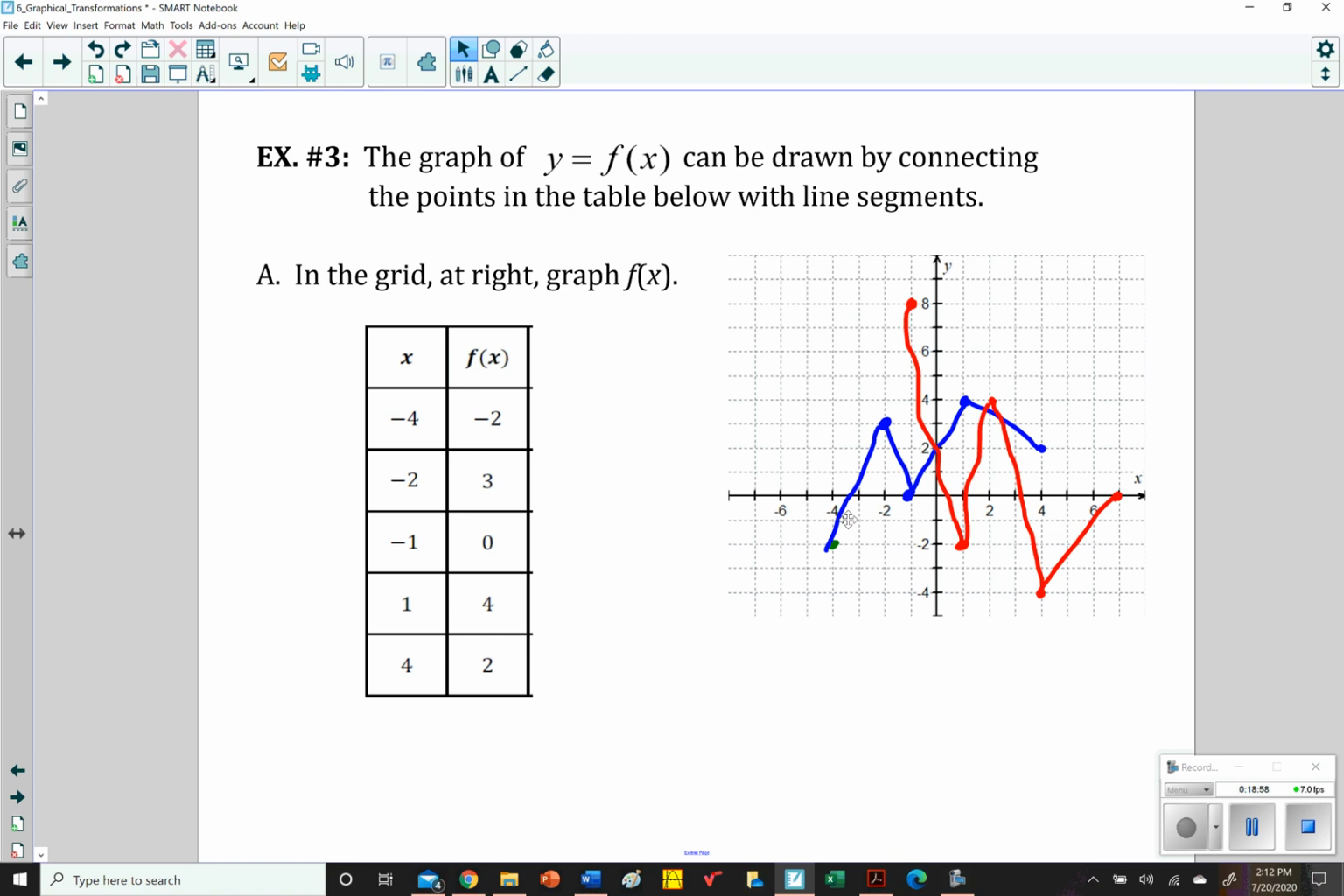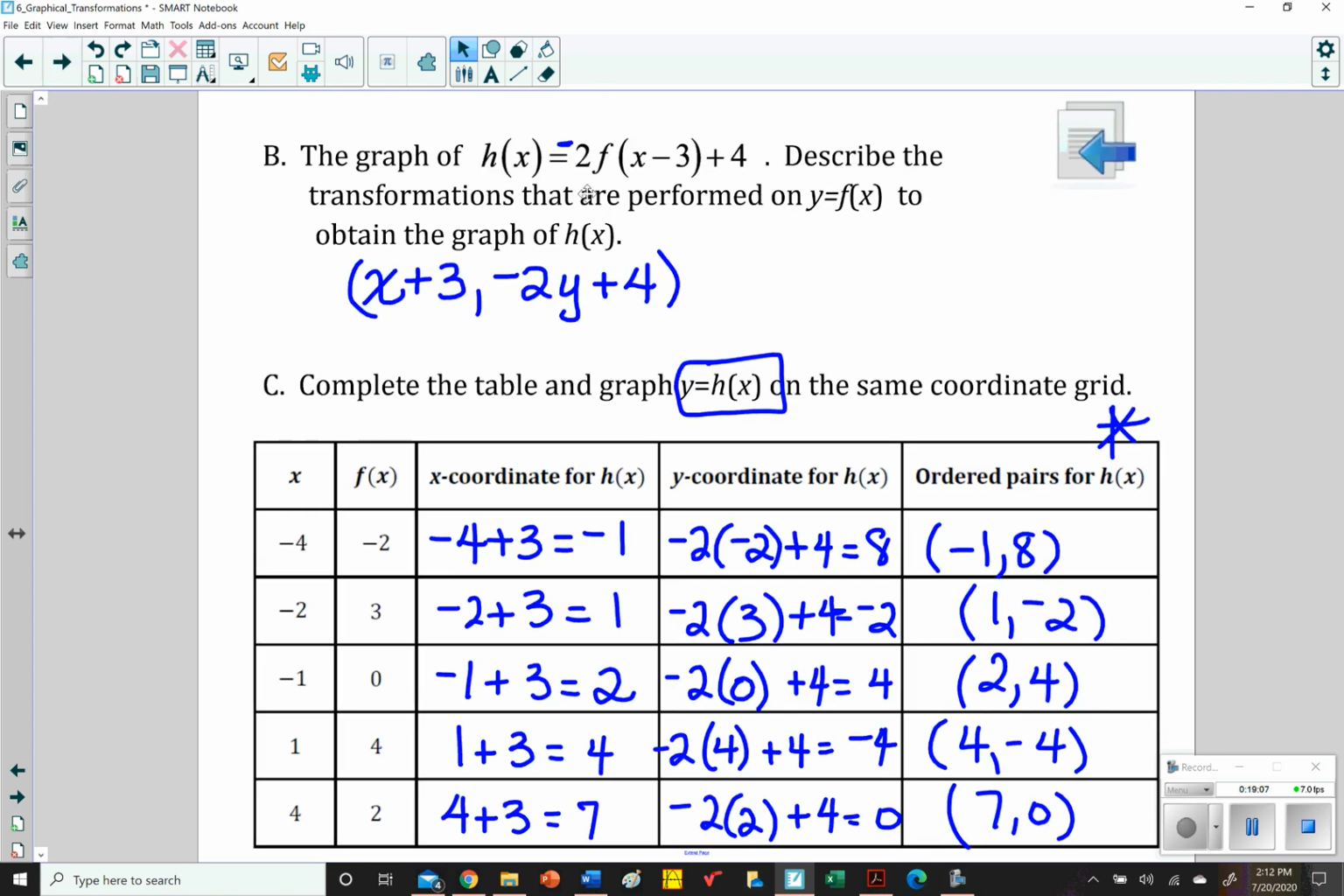Okay, so the blue graph was our f of x graph, and the red, somewhat straight lines, is our h of x graph based off of the table and the transformation that happened from our function. Make sure you have a -2 there on your handout.